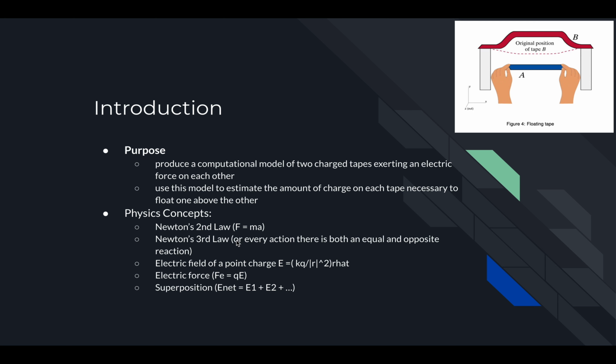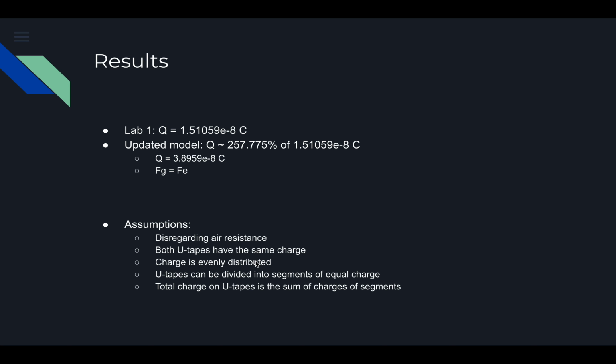Newton's third law is supposed to be "for every action there is an equal and opposite reaction," instead of "or." Apologies. The results of this lab were that in lab 1 we found that the charge Q was around 1.51 times 10 to the negative 8 coulombs for the tape. However, in the updated model, in order for the force of gravity and the electrical force to be at least about the same, the charge of the tape would have to be around 3.8959 times 10 to the negative 8 coulombs, which is around 257.775% of the original charge found in lab 1.